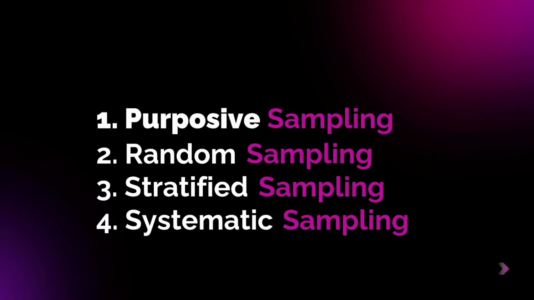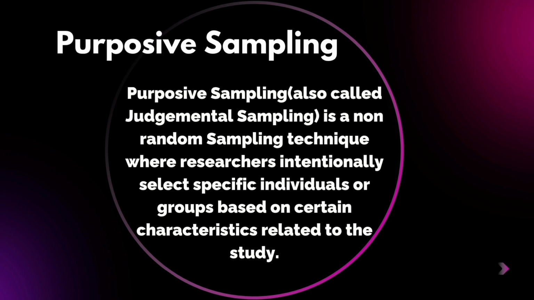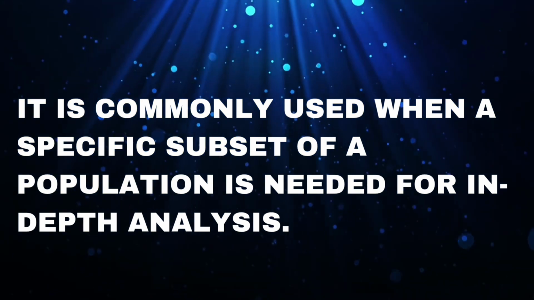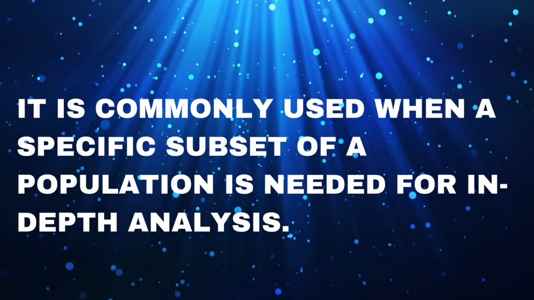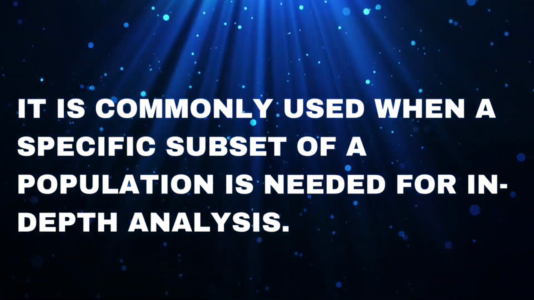There are four types of sampling, that is purposive sampling, random sampling, stratified sampling, and systematic sampling. We'll see each. What is purposive sampling? It is also called judgmental sampling. It's a non-random sampling technique where researchers intentionally select specific individuals or groups based on certain characteristics related to the study. And it is commonly used when a specific subset of a population is needed for in-depth analysis, right?